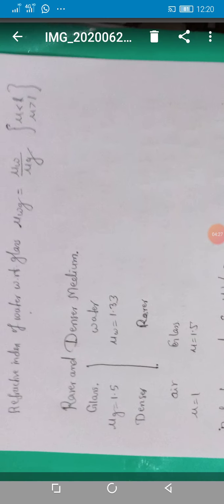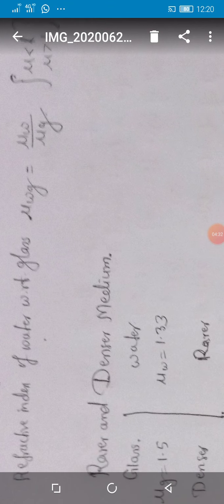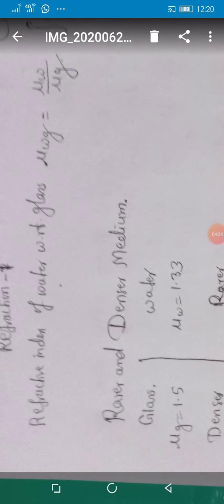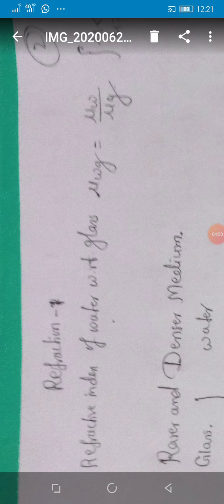Now student, you see there is another term. Suppose the first medium is not air, the medium is other than air. Say light is entering from water to glass, meaning the first medium or the second medium is not air. In that case we define another term known as relative refractive index. So here I have given a formula for it. The refractive index of water with respect to glass is equal to the ratio of the refractive index of water upon the refractive index of glass.